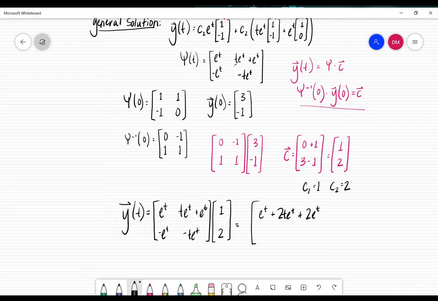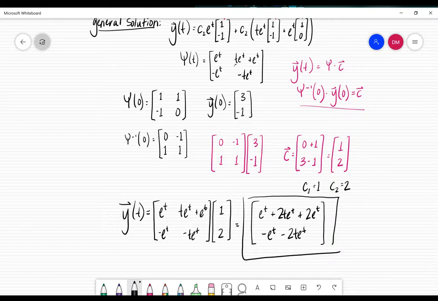Now, obviously, we can simplify by adding some like terms there, right? So you get 3e to the t. Well, that would be fine. And then I would get negative e to the t minus 2t e to the t. All right. So that is kind of our final answer right there. Again, obviously you can combine some like terms, but that is the general idea.